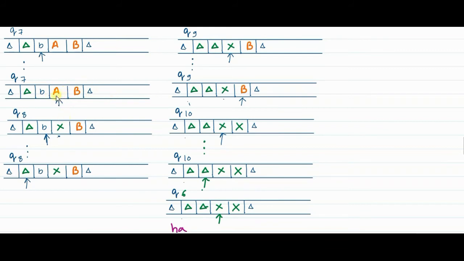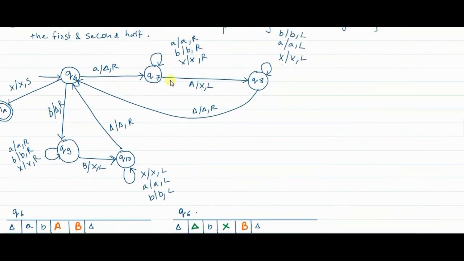So the best choice is to let A be replaced with some other symbol, say X. Now if the pointer reaches here and reads capital X or capital Y, it will understand that capital A was there, which is already marked, or capital B was there, which is already marked. Very simple. So in Q7, if A is encountered, A has been replaced with X and we have gone to Q8.